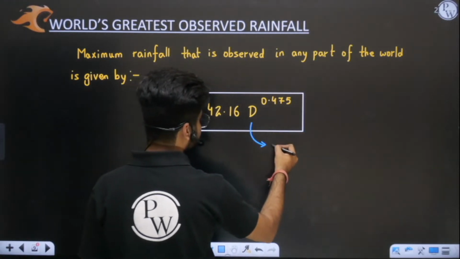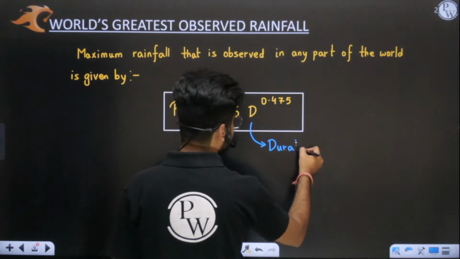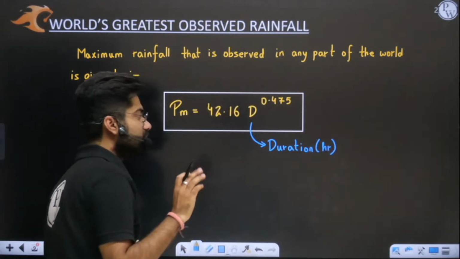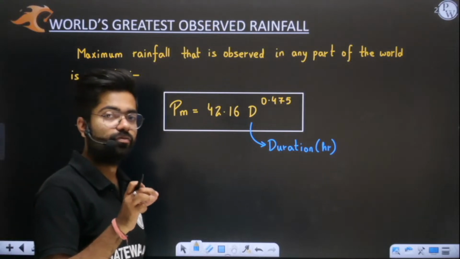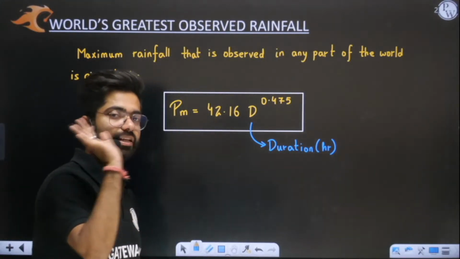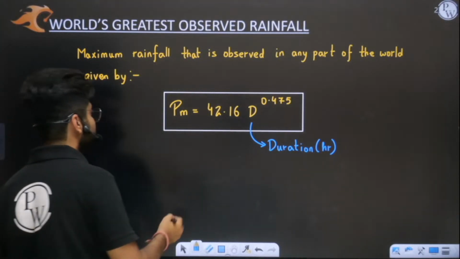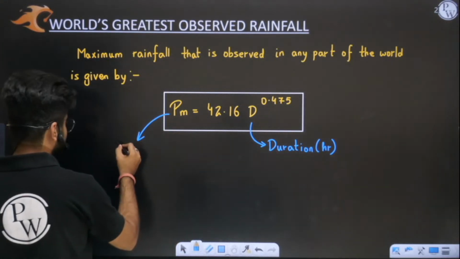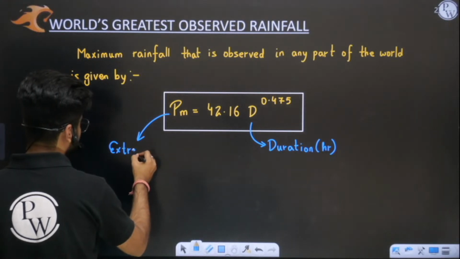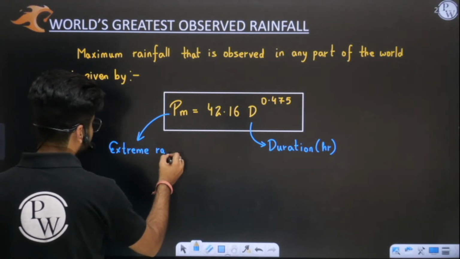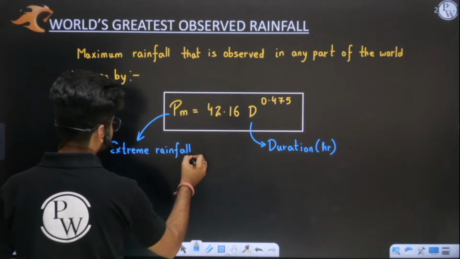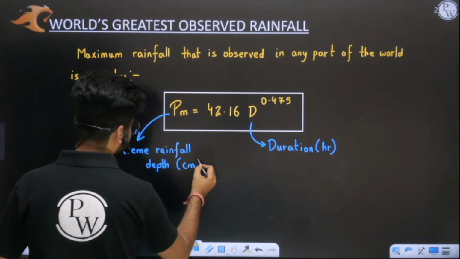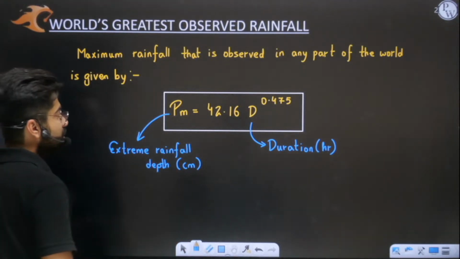This d is duration, and that too in hours. See, this is an empirical equation, so it is mandatory to follow the units which the scientists are telling you. Simply put the duration here in hours. And this is your maximum depth, the extreme rainfall depth in which we are interested, and this will be in centimeters.